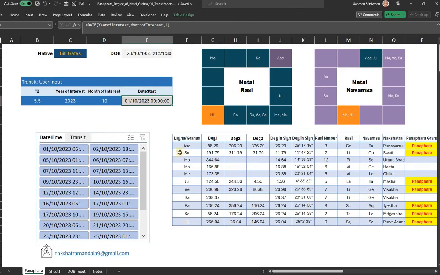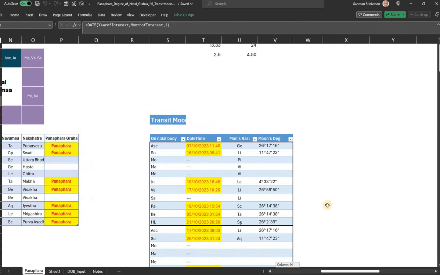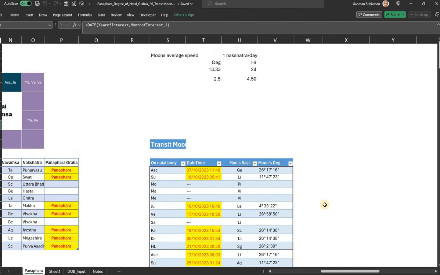Then this is your natal chart that has nothing to do with the transit. So this is purely a natal chart identifying the Panaphara degrees. I have erected a similar table for the transit chart. So the transit chart is something that comes up here. When you see, I'm marking out where Moon's Rasi is in transit. We already did that in the last video.